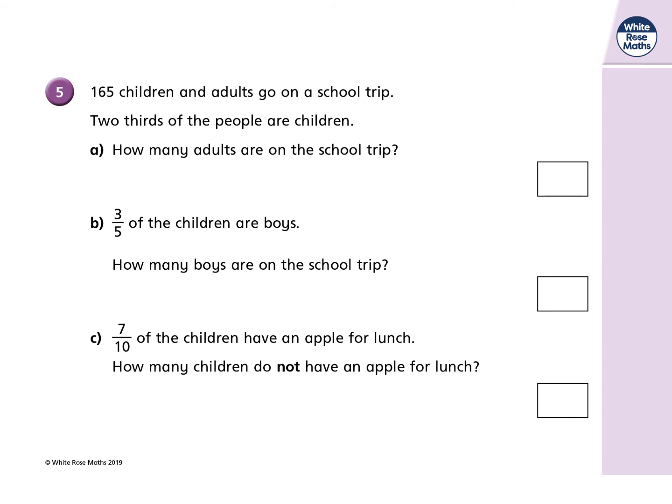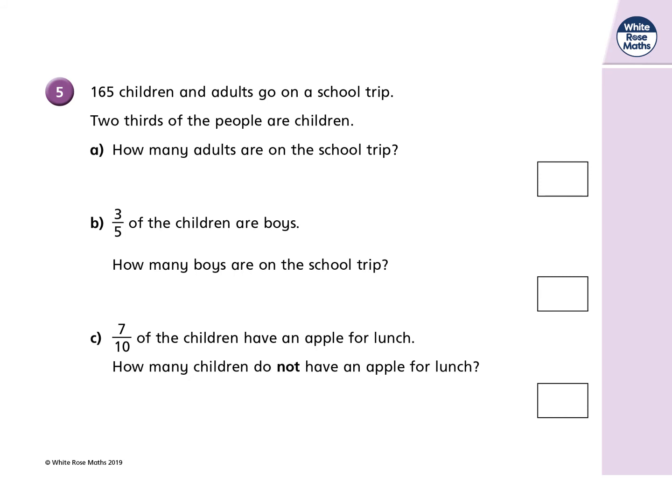Finally, 7/10 of the children have an apple for lunch. How many children do not have an apple for lunch? So again, you need to go back to that initial calculation you did of the amount of children on this trip. You take that number, you divide it by 10 this time, okay?